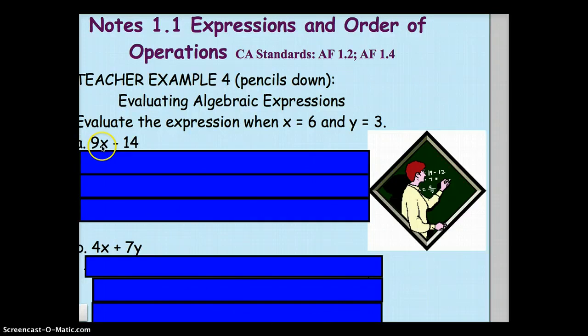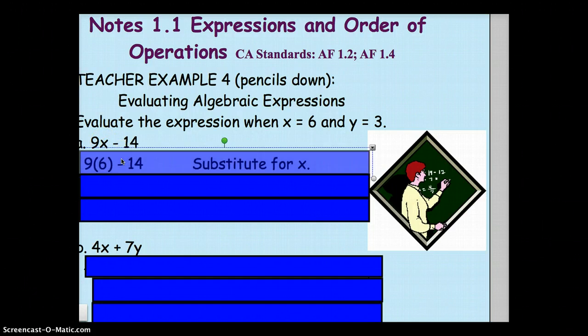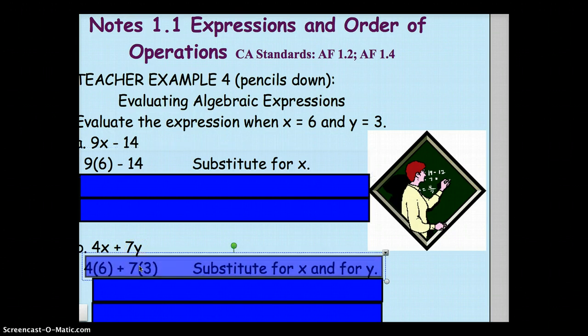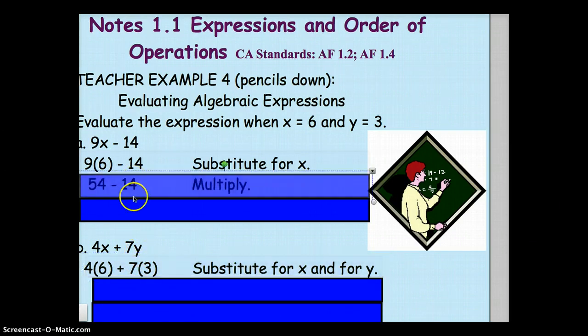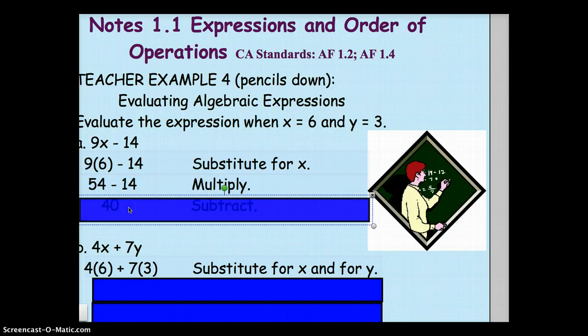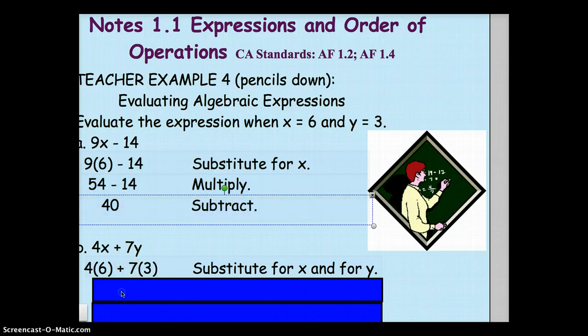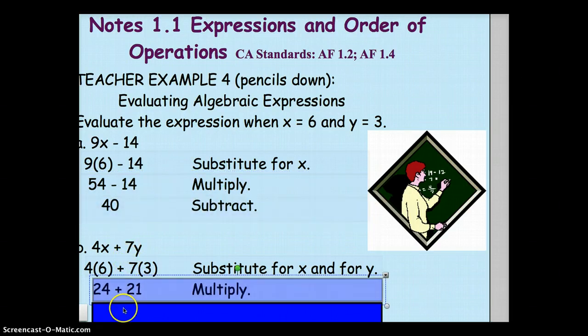What I need to do first, I need to replace all the variables with values. So when I see an x here, I need to make that a 6. When I see an x down here, again, it's a 6, but I also need to make the y a 3. Then I can continue with my steps, doing multiplication first, then subtraction. Here, I can do both the multiplication problems and then addition.